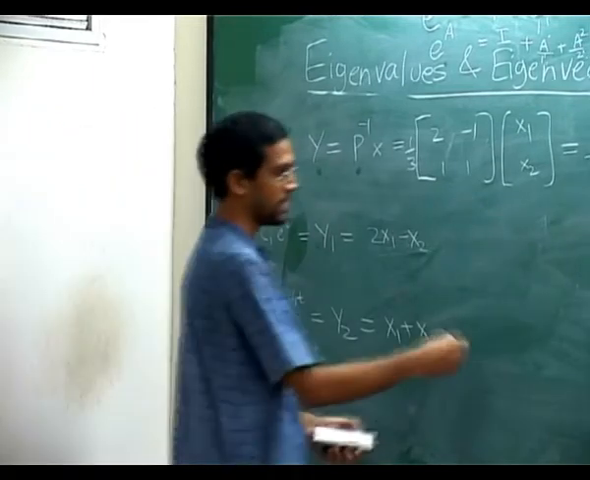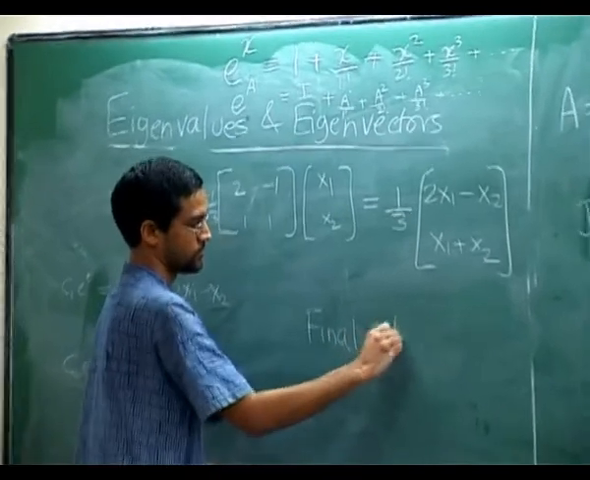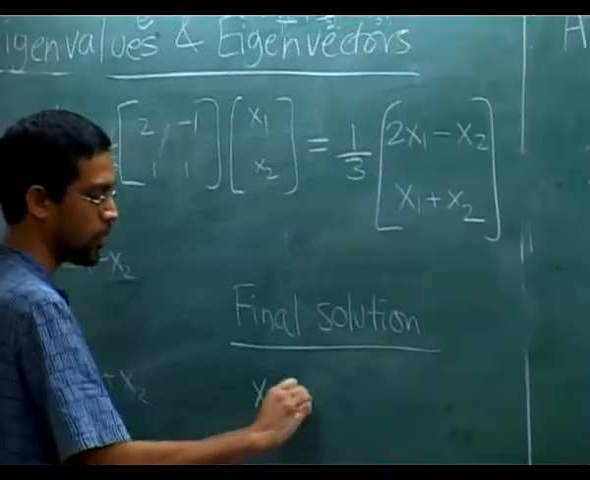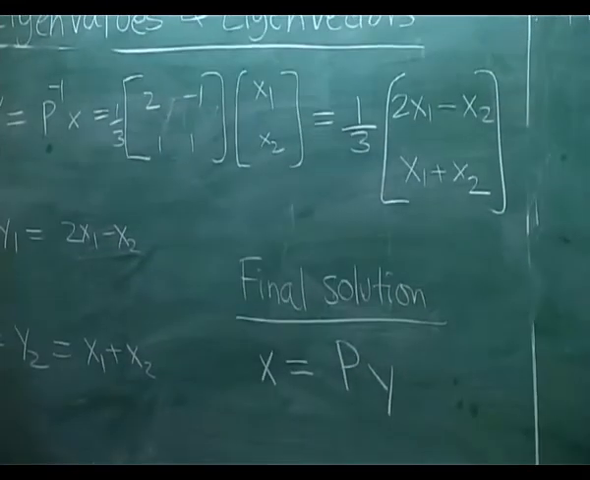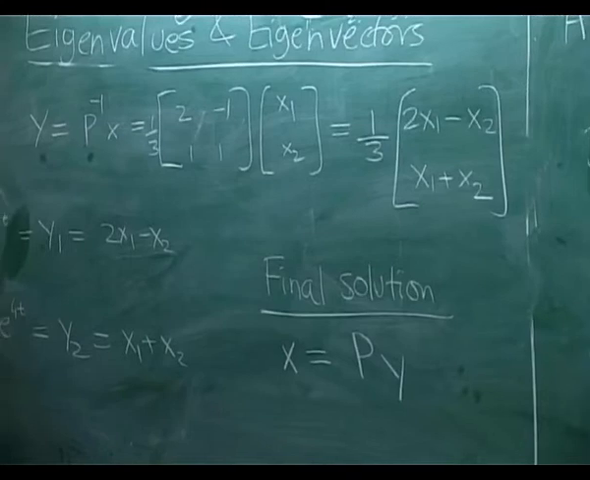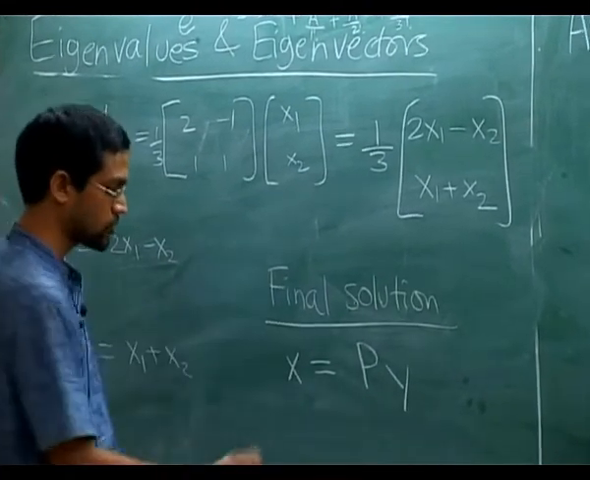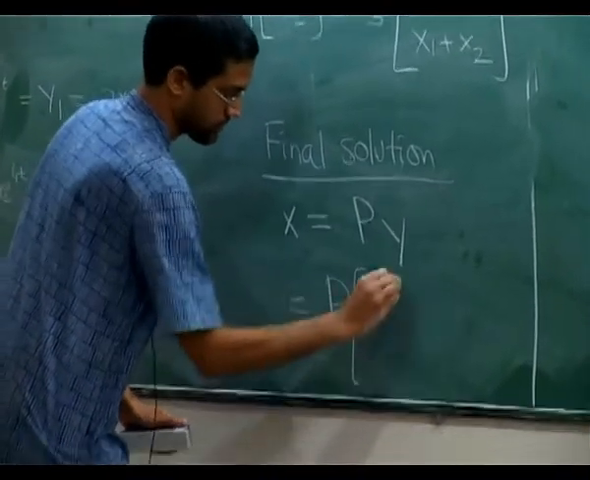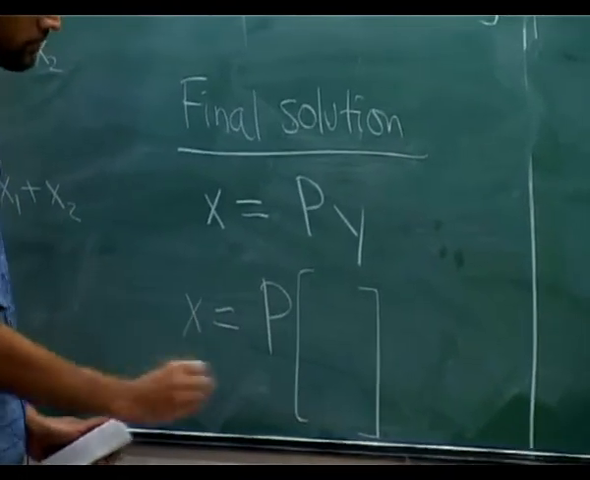So how do I finally find x? So the final solution is obtained as follows: you solve for y and then you multiply back by P. And the solution for y is actually known. What does y look like? In general, so here is a 2 cross 2 example. We know what y looks like.